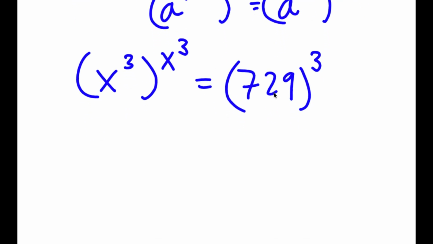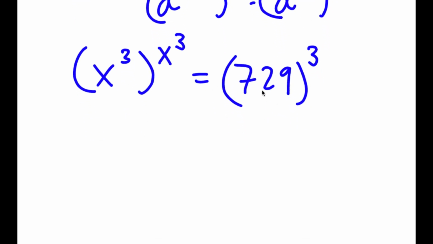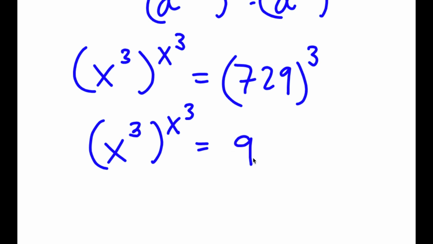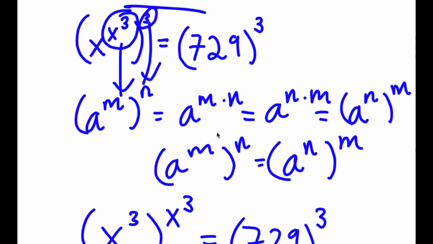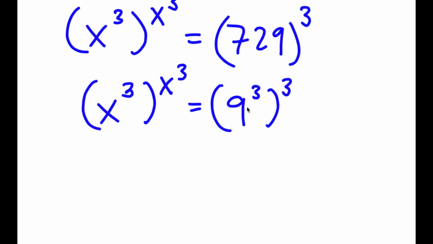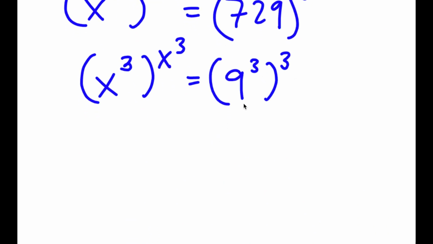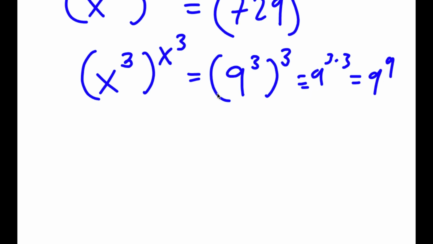Now, 729 is the same thing as 9 to the power of 3. So now I have x to the power of 3 to the power of x to the power of 3 is equal to 9 to the power of 3 to the power of 3. And remember again, if I have something in the form a to the power of m to the power of n, this is equal to a to the power of m times n. So 9 to the power of 3 to the power of 3, that's going to equal 9 to the power of 3 times 3, which is equal to 9 to the power of 9.